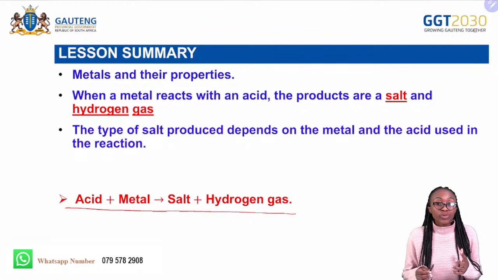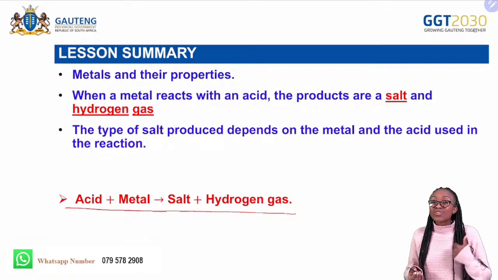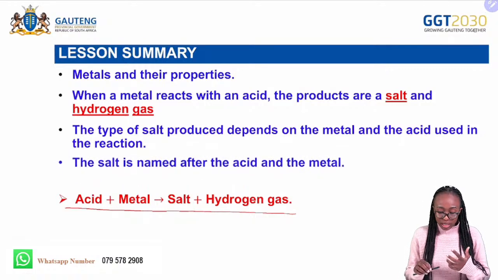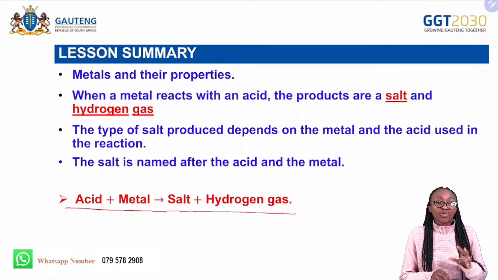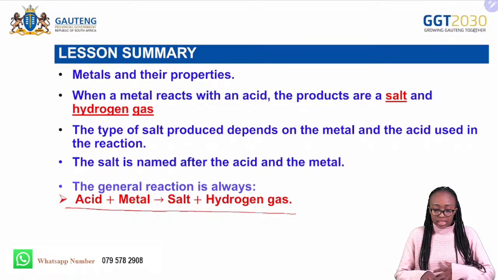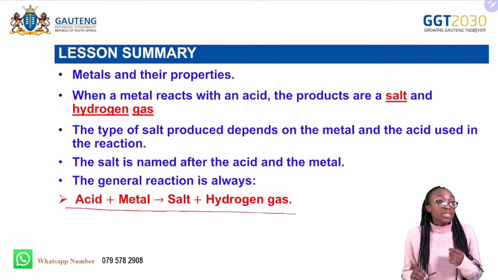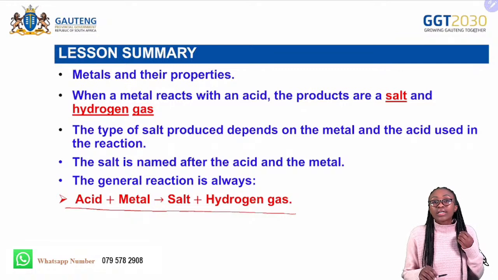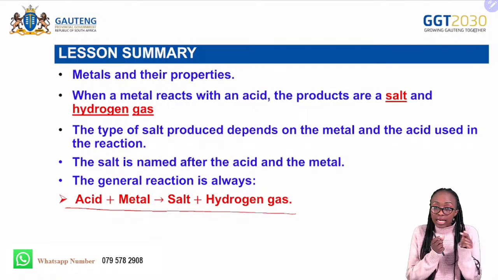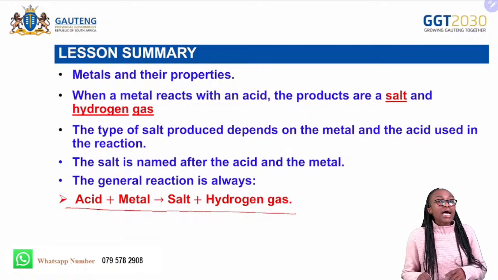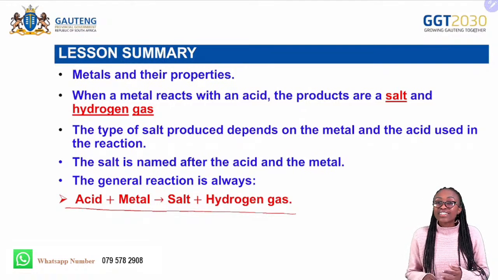Now the type of salt produced depends on the metal and the acid used. So sometimes the acid is sulfuric acid and sometimes the acid is hydrochloric acid. You can't have the same salt being produced. So the salt that is produced depends on the metal and the acid that is used in the reaction. And then the salt is named after those two, the metal and the acid. And remember the general equation in a reaction between acids and metals is metal plus acid, to produce, the arrow pointing towards the products, a hydrogen gas and a salt. So that is the general equation for when metals react with acids.